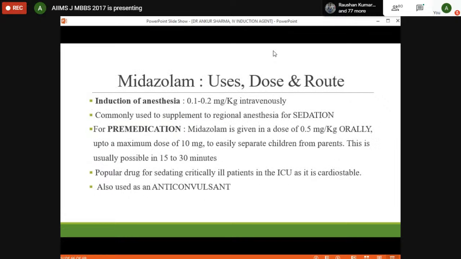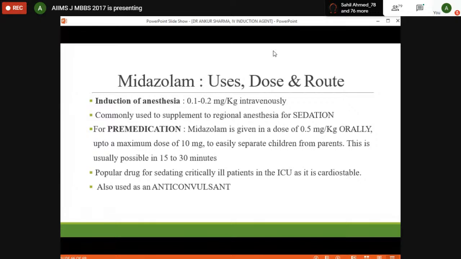The uses, dose and route. The induction of anesthesia dose is 0.1 to 0.2 milligram per kg intravenously. It is commonly used to supplement regional anesthesia for sedation. It can also be used for pre-medication. Midazolam is given in a dose of 0.5 milligram per kg orally, up to a maximum dose of 10 milligram, to easily separate children from parents. This is usually possible in 15 to 30 minutes.